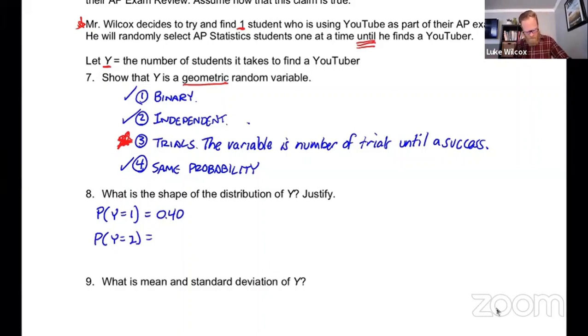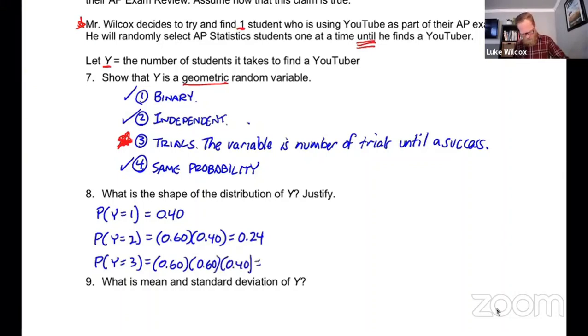And they're independent, so we can just multiply probabilities. So we have a failure for the first and a success for the second. And if you put that in your calculator, you're going to get 0.24. Now let's just do one more of these, thinking about the probability that it takes 3 people to get our first success. Well, then we're going to have a failure and then a failure and then a success. So it would be 0.60 times 0.60 times 0.40. And sure enough, that's going to be 0.144.